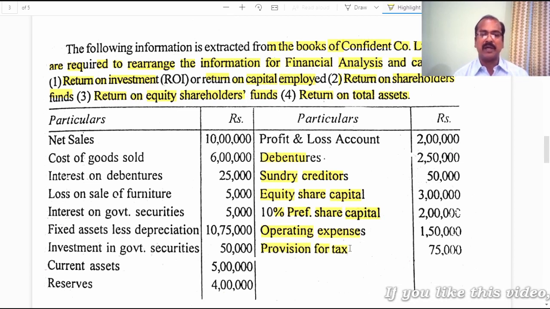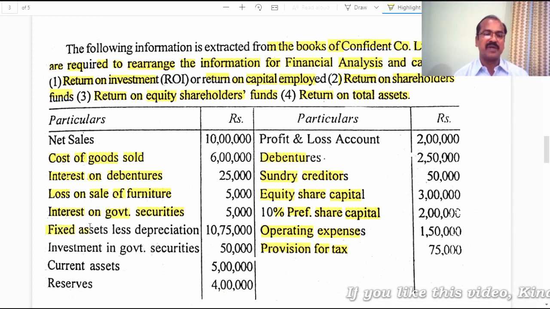Since we are going to prepare the trading and profit and loss account, let us first identify where each and every item is going to be placed. Net sales will come in the credit side of trading account. Cost of goods sold will be debited in the trading account. Interest on debenture is a non-operating expenditure. Loss on sale of furniture is also a non-operating loss. Interest on government securities is a non-operating income.